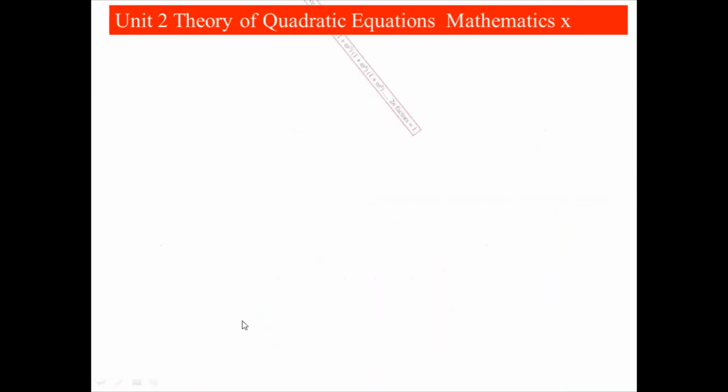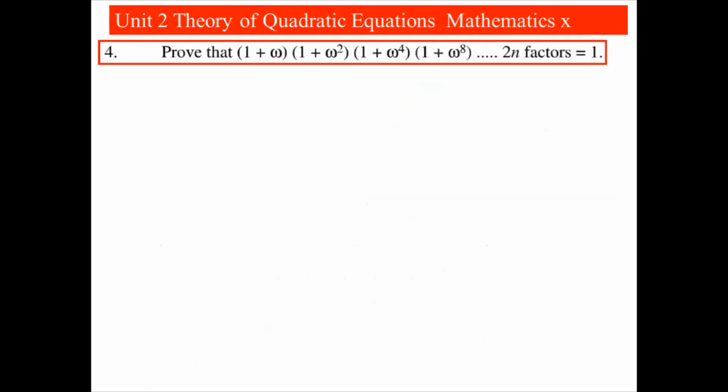Part 4, question number 4. Prove that 1 plus omega times 1 plus omega square, 1 plus omega raised to power 4, 1 plus omega raised to power 8, and so on up to 2n factors, is equal to 1. The first step is that we have to write the values in terms of omega or omega square. So let's start the solution.